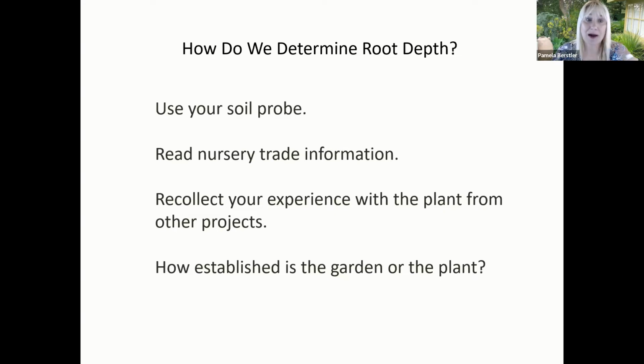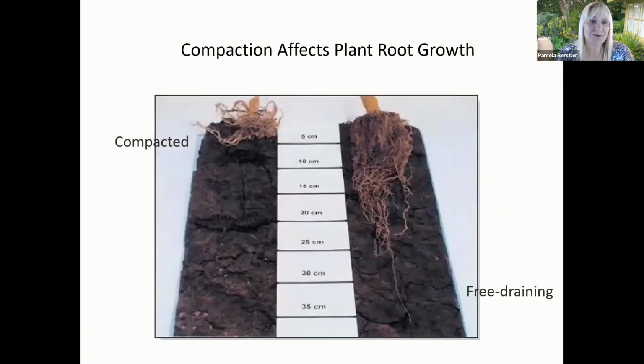When we're talking about a plant like turf grass, it's pretty easy. You stick your soil probe in. But when we talk about other plants, yeah, it gets a little bit of a challenge. Soil probe is probably the best way to go.